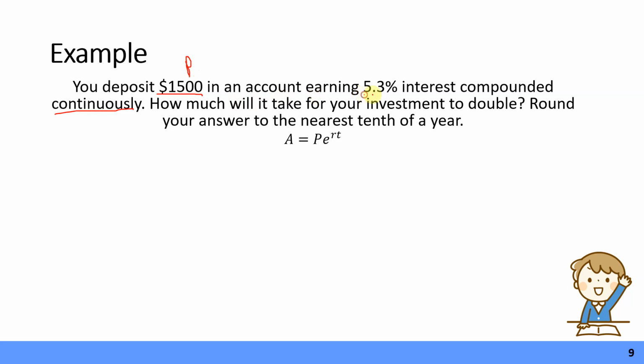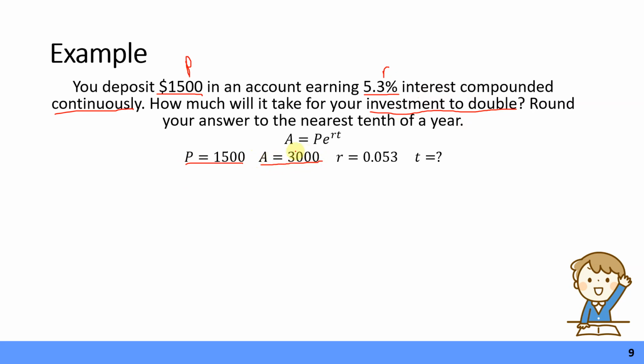In an account earning 5.3%, that's my rate. How much time will it take for your investment to double? So if you start with $1,500, how much do you want to end up with? Super simple, you just double that. So if I start with the principal of $1,500, I want to know how long it is going to take for me to double it.